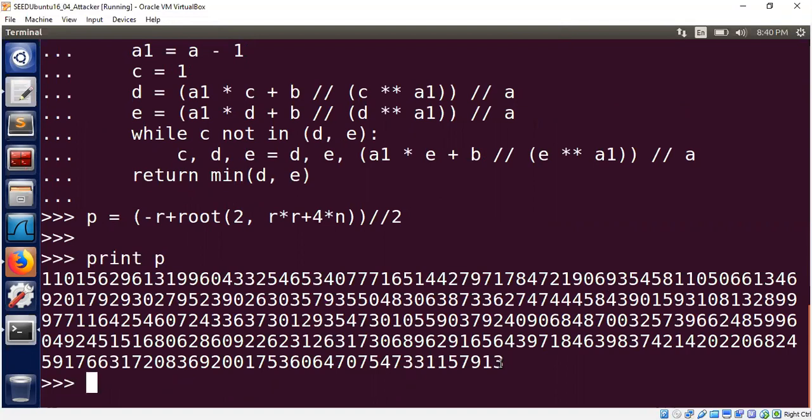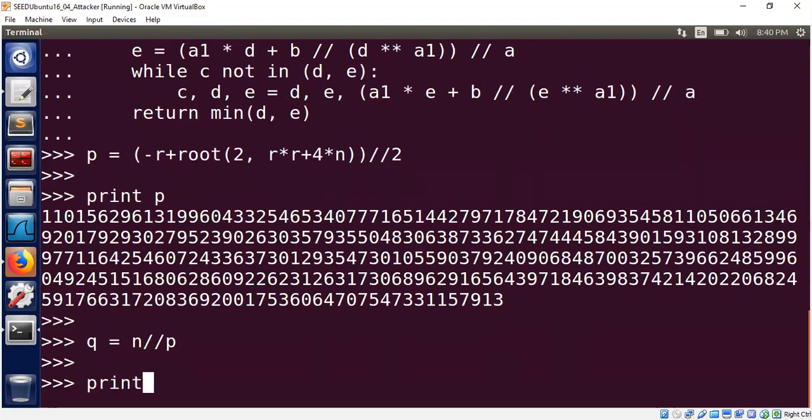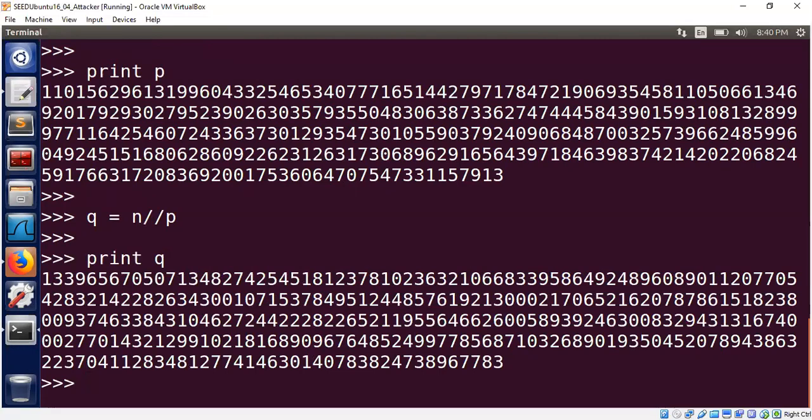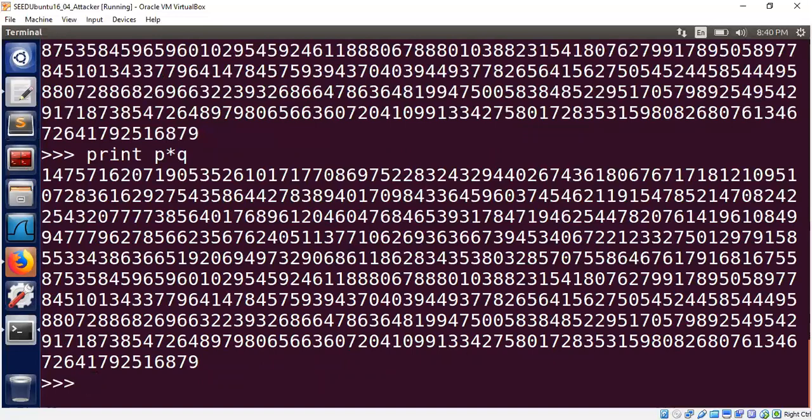At this point, we don't know exactly, but let's try to find the q also. What is q? Q is nothing but n by p. Okay. Now we can print q, which is another large number. We can check now whether n is equal to p times q. Let me print n. Okay, let me print p times q.